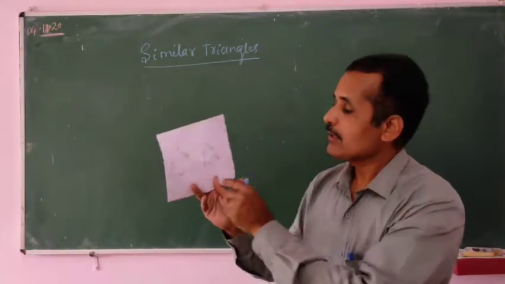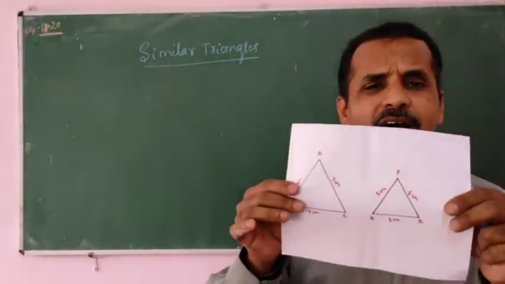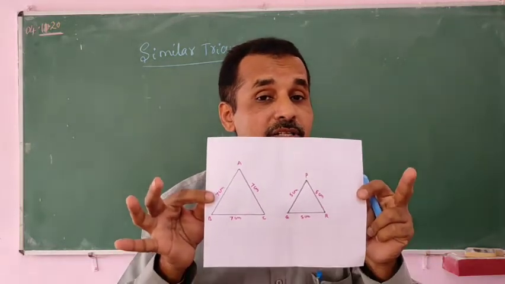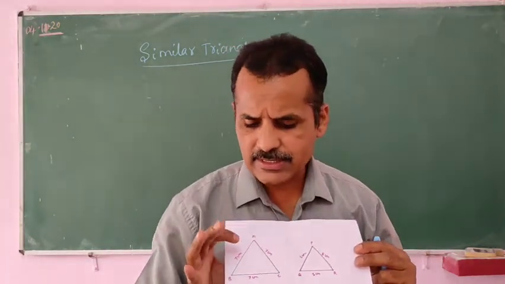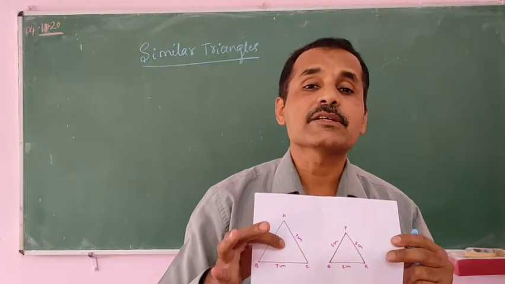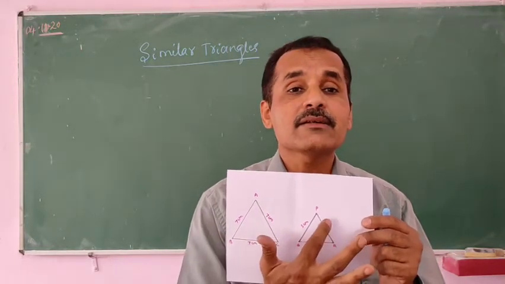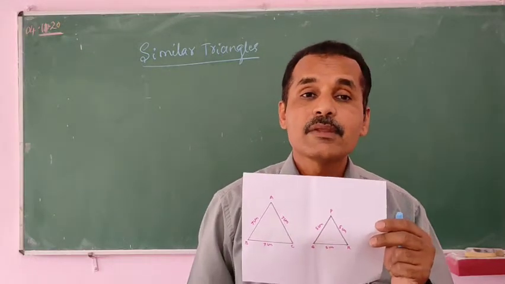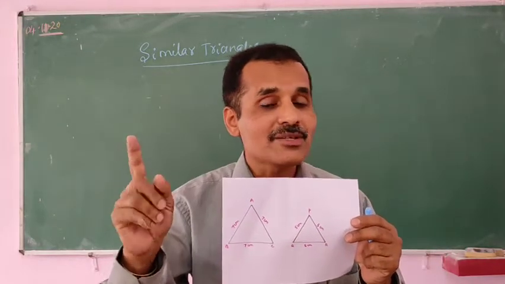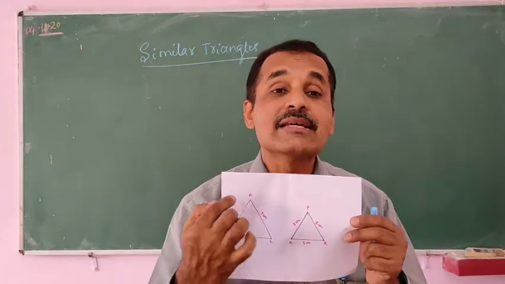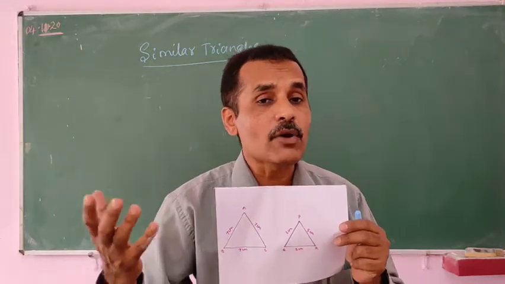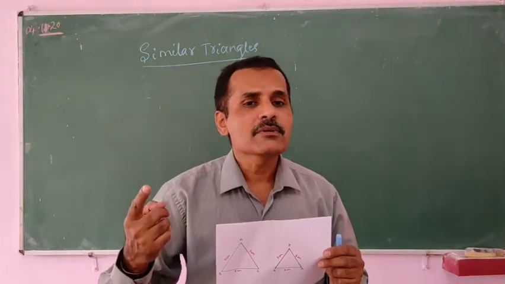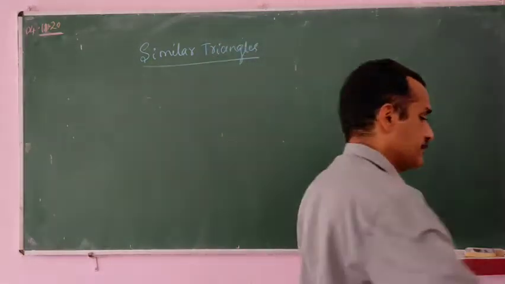Look at this. These are 2 equilateral triangles. The first equilateral triangle has 7 cm each side. The second equilateral triangle has 5 cm each side. Definitely they are not congruent, but they can be called similar figures. Ultimately, what have we learned? Two figures are said to be similar if they have the same shape but different size.